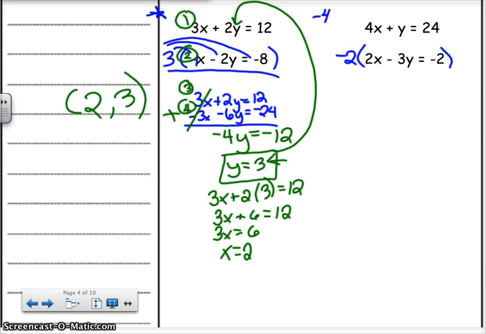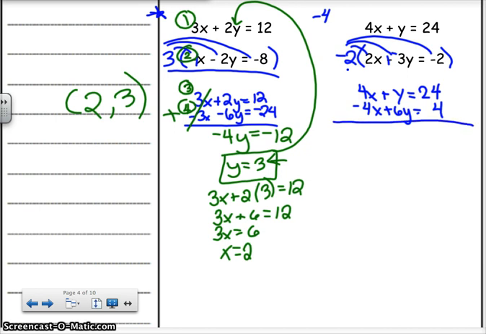So I have my top equation, 4x plus y equals 24. I did not change that, but I do rewrite it because I need to be able to line up numbers to add them. Now I need to distribute negative 2 to everything. That would be negative 4x. This is a negative 3, right? Negative 2 times negative 3 is a positive 6y. Negative 2 times negative 2 is a positive 4.